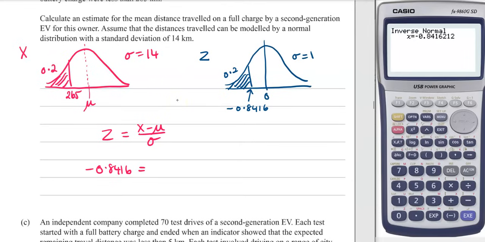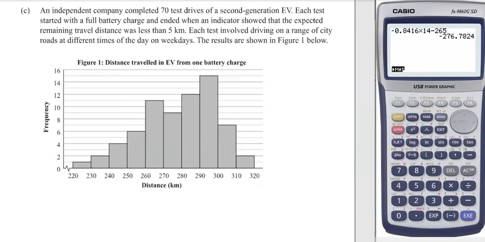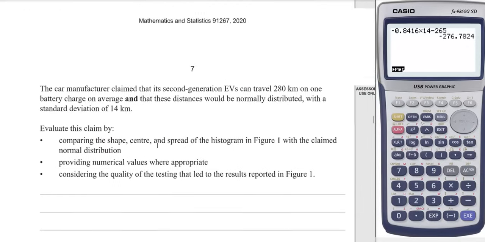The x value that matches that same picture is 265. The mean we don't know, we're trying to work that out, but sigma was 14. Okay, so now if we use equation solver or rearrange that, we can work out that the mean is equal to 276.8 kilometers.